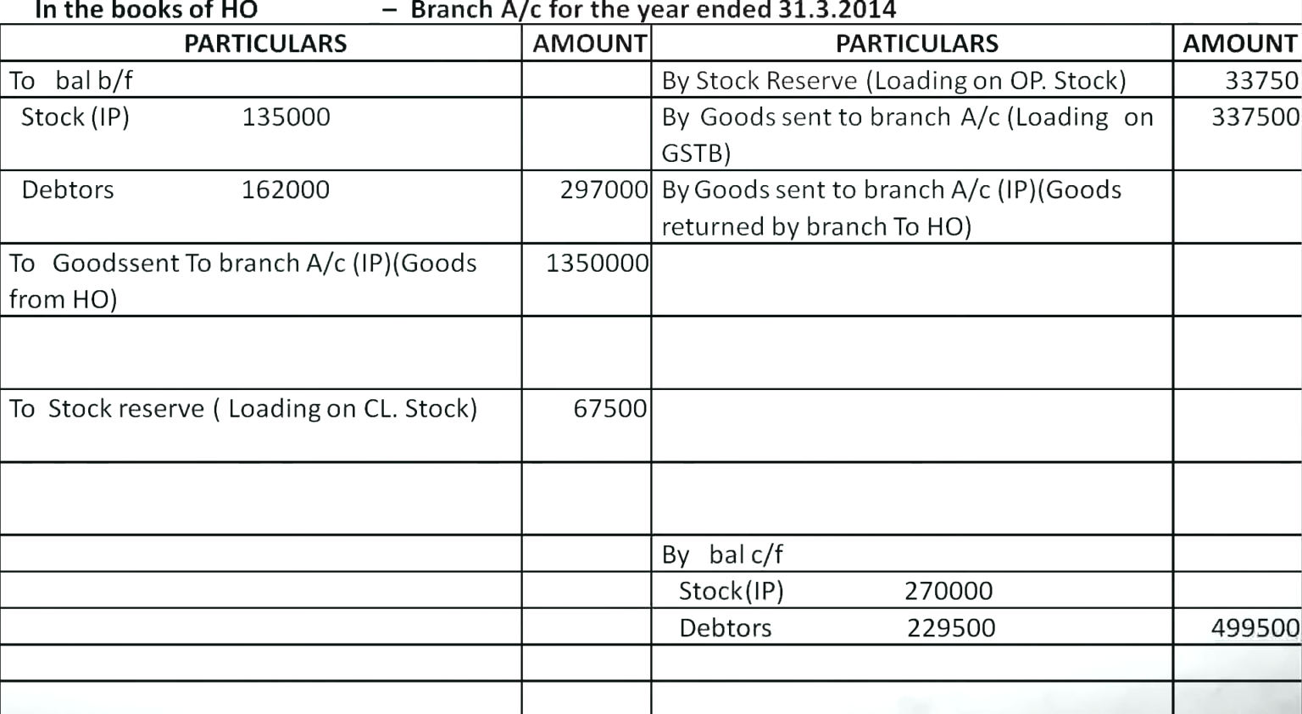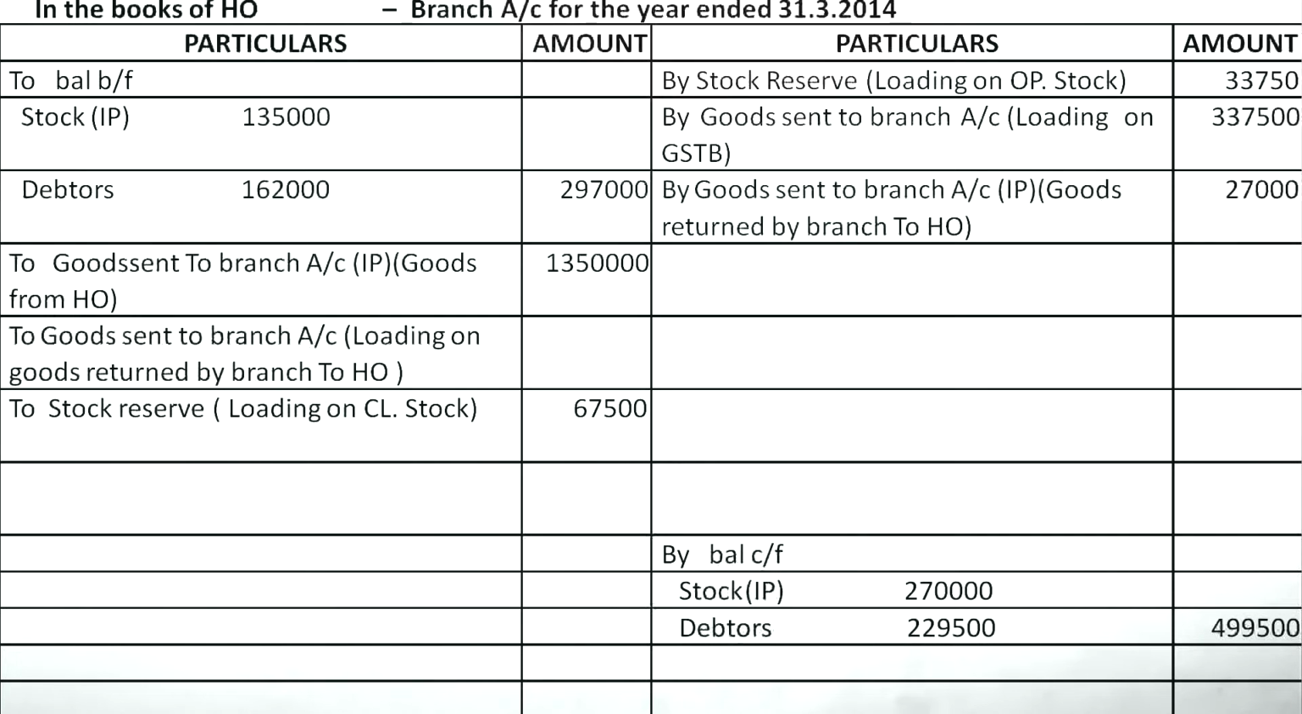Goods returned by branch to HO at invoice price, amount 27,000. Journal entry of this 27,000 will be goods sent to branch account debit to branch account. Goods sent to branch account, I am repeating, shall be considered from the viewpoint of HO. Okay.